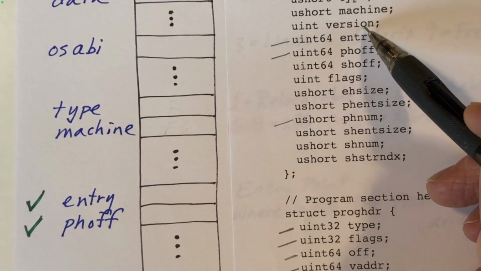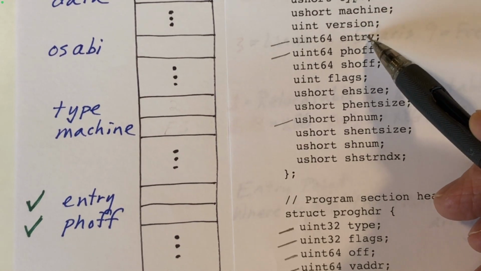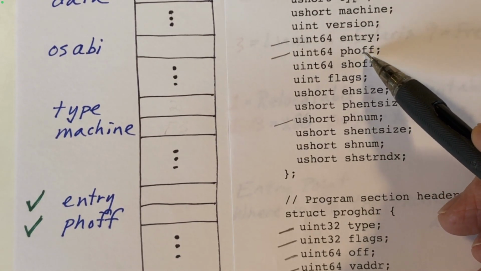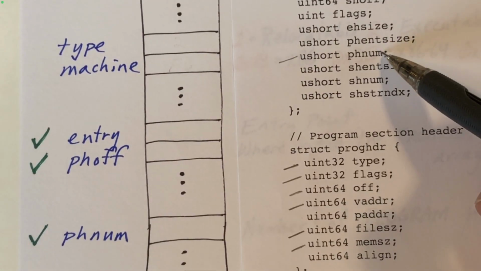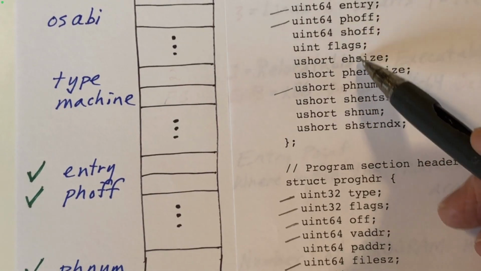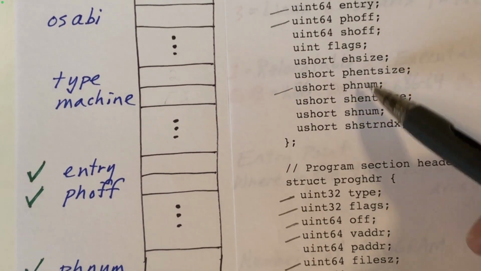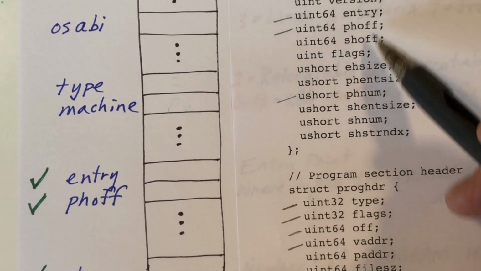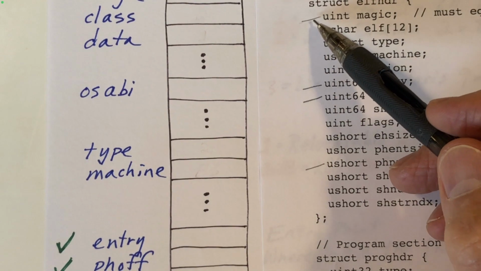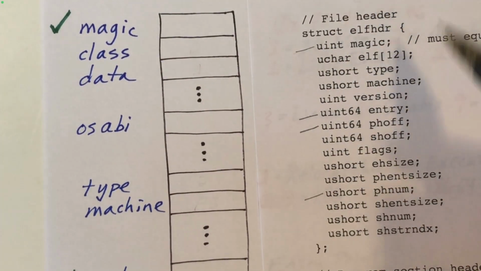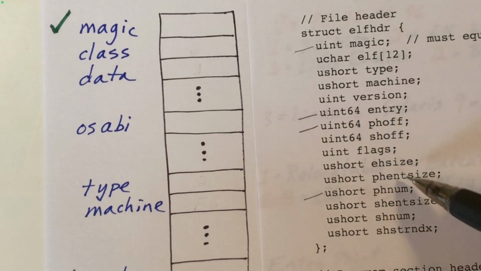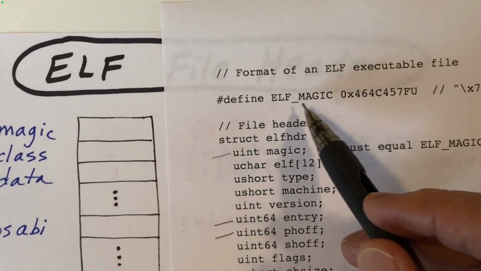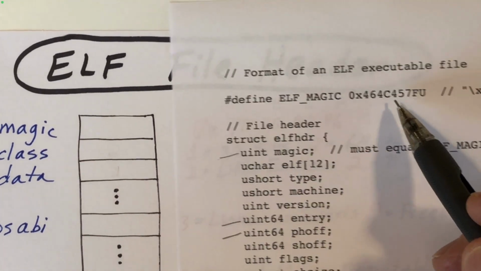Here's the, skip some stuff. We have the entry, the program header offset, and down here we have the program header count. We have some additional stuff for the section headers and some other things that we will ignore. As I said before, we only are concerned with the magic field, the entry field, and the program header offset and number. We have a constant up here, which is the magic number.